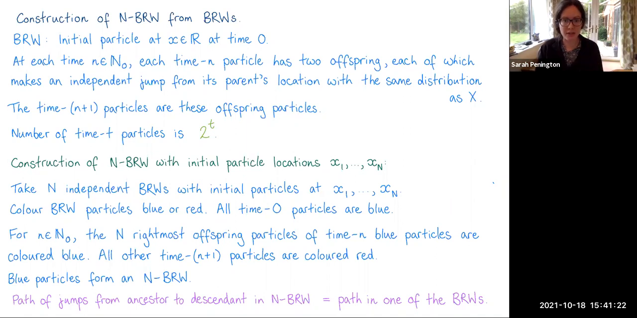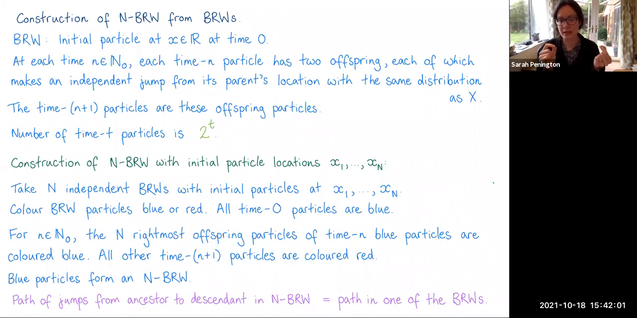And the feature of this construction that's useful is that if you have an ancestor and a descendant in your n-particle branching random walk, then you have some path of jumps that was made to get from the position of the ancestor to the position of the descendant. And that ancestor and descendant in the n-particle branching random walk will correspond to an ancestor and a descendant in one of the branching random walks. And the path of jumps between them will be the same as a path of jumps between that ancestor and that descendant in a branching random walk.